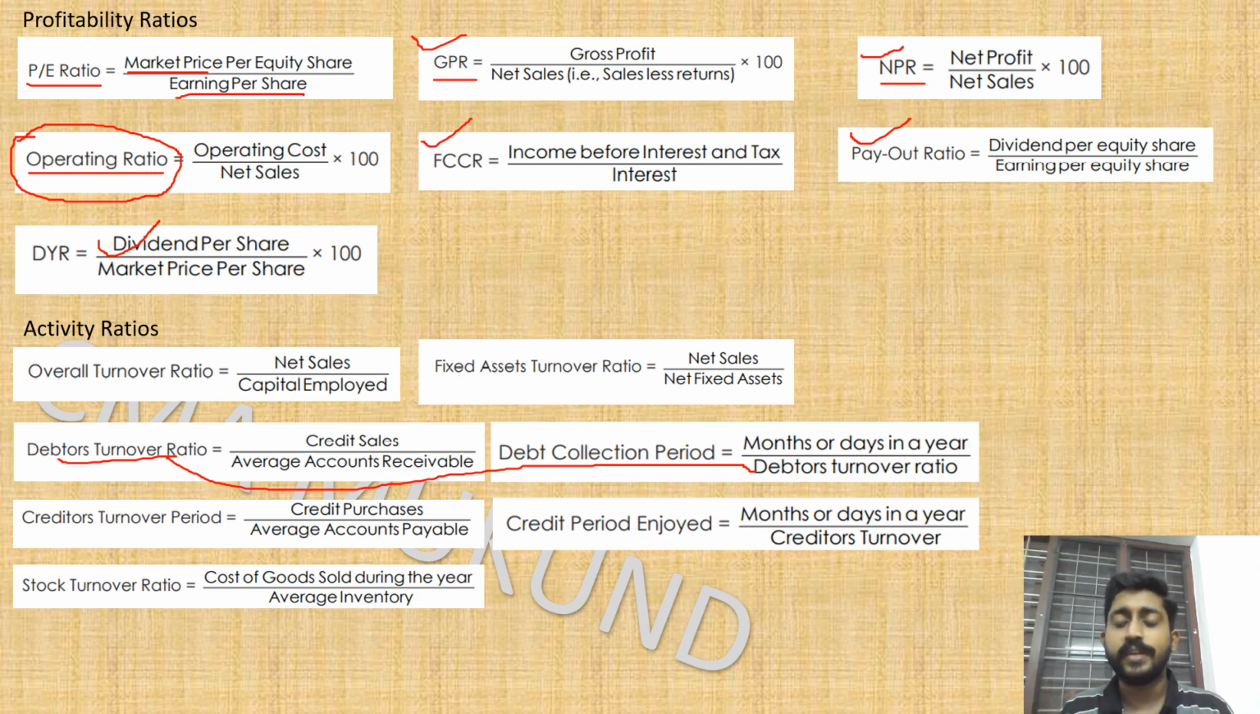If the debt collection period is very less, it means the company is converting the credit sales into cash as soon as possible. The collection team is working in a very good way.